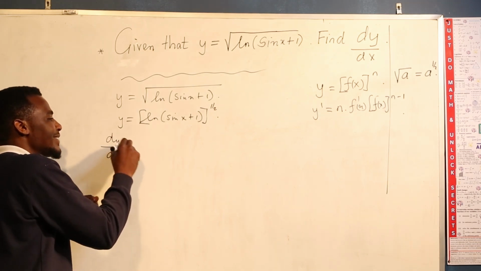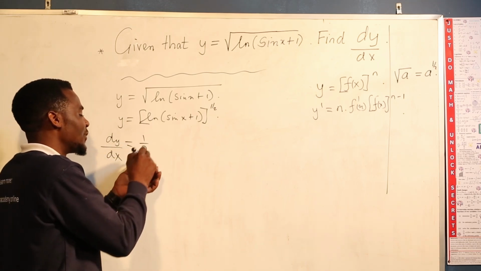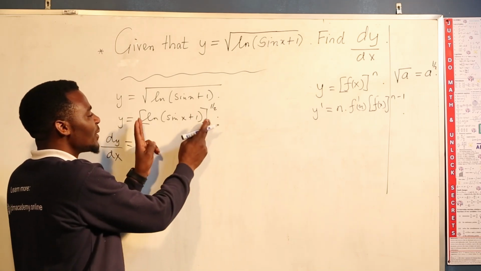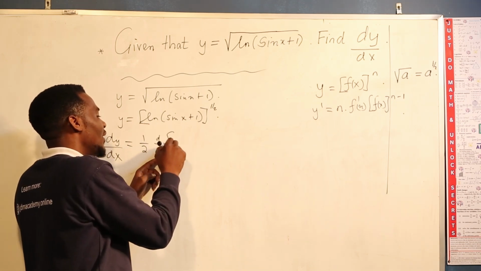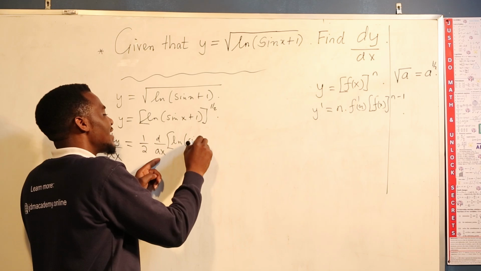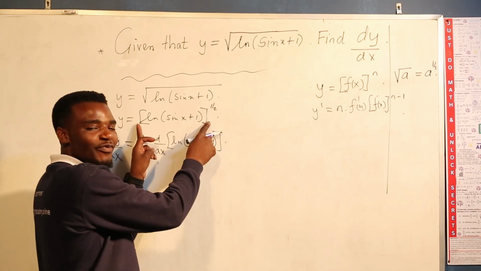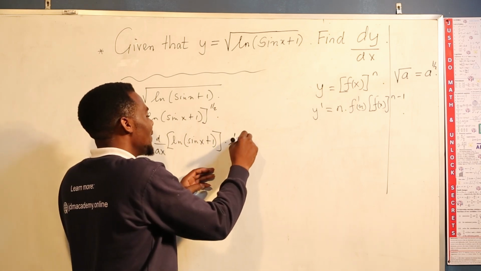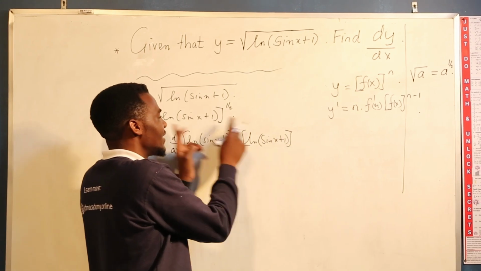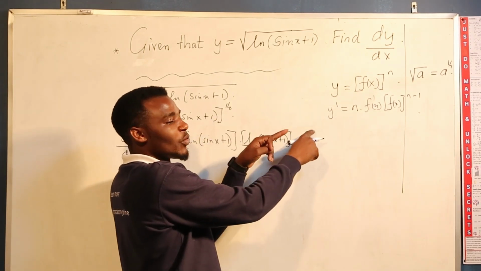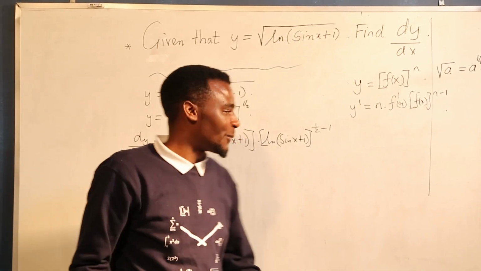So our dy/dx here is equivalent to what? We're going to bring down this power, which is 1 over 2. After bringing down that power, we multiply by the derivative of this function. So we need to look at the derivative of ln of sine x plus 1, times, we have to keep this function as it is, which is ln of sine x plus 1. But this time around we subtract 1 from the power, so it's going to be half minus 1. Quite interesting. So what are we going to do next?